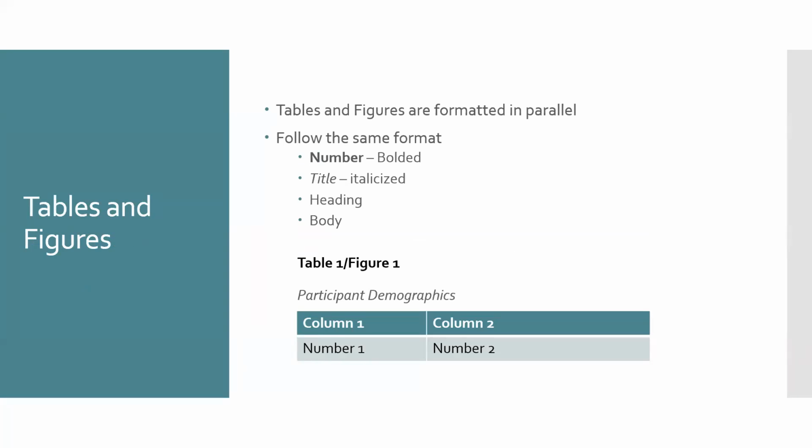But really, the first thing is going to be the table number or the figure number. That's going to be bolded, and that's going to be at the top. So if you can see here, it says table 1 or figure 1. Next is going to be the title of the actual table or figure. Usually it's used to describe what is in the table or figure, and that's going to be italicized. In this case, it says participant demographics, but in other cases it could be regression results for X predicting Y, something like that, right?